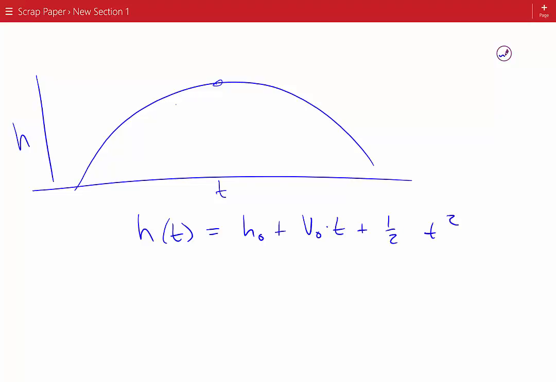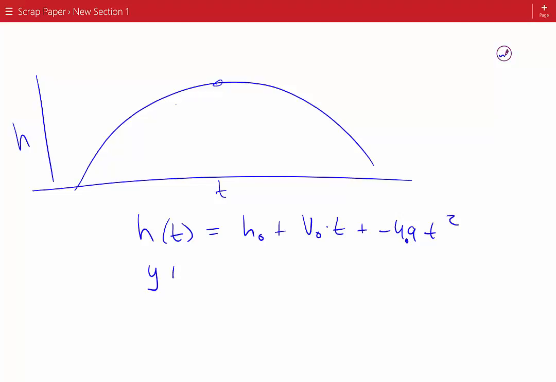Now, gravity on the surface of the Earth is negative 9.8. So this turns into negative 4.9, which is what you'll see written in a lot of books. If we're talking about a falling object, a projectile, then we're talking about gravity, so we would use g there. So here's our function.